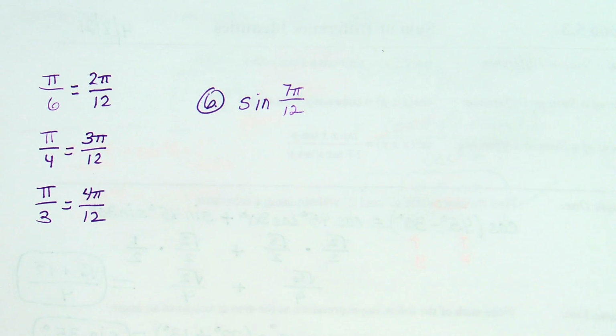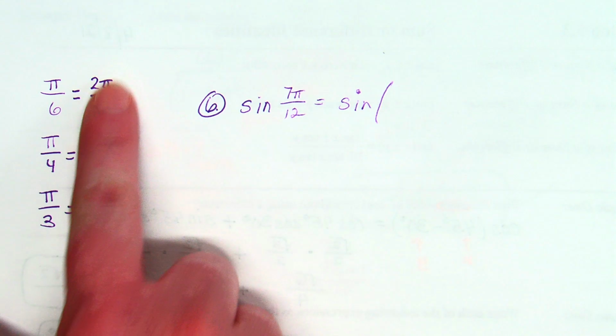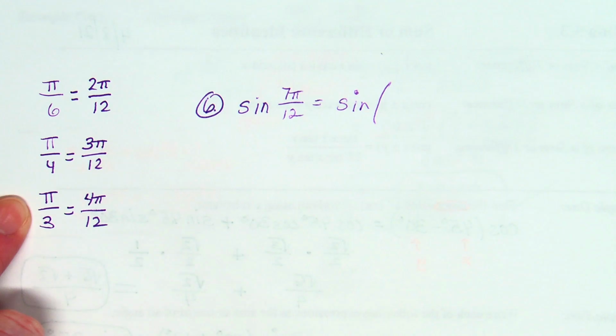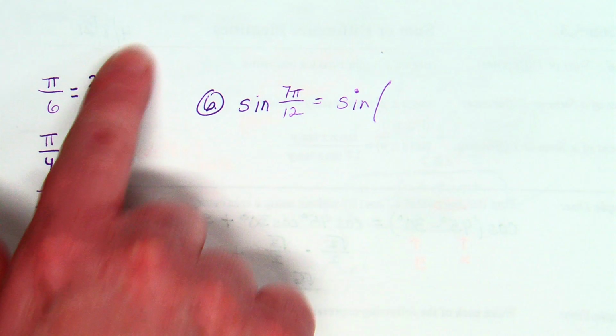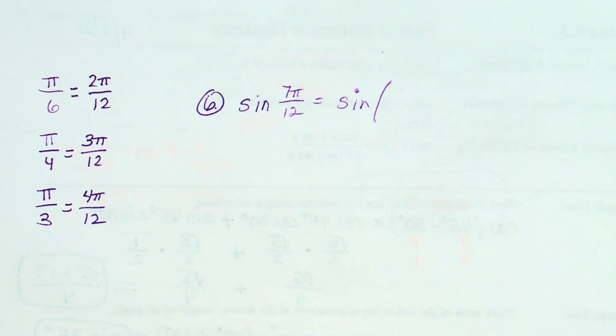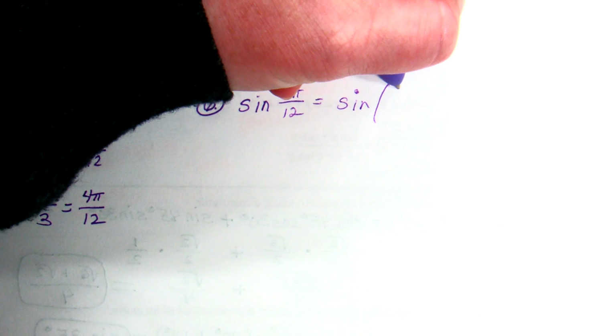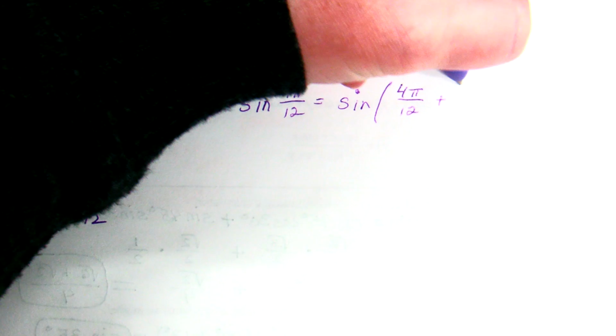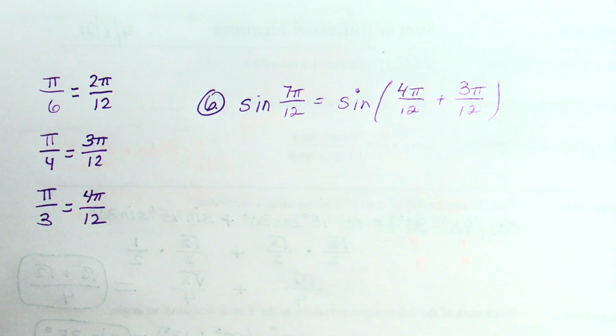Now, do you see why it's helpful to have those twelfths? Because I'm going to rewrite this. Can you do 4 pi over 12 plus 3 pi over 12? For 7 pi over 12, I basically need to use pi over 6, pi over 4, and pi over 3. But because it's 7 pi over 12, you have to think in terms of twelfths. And so what adds up to be 7 pi over 12? 4 pi and 3 pi. So 4 pi over 12 plus 3 pi over 12. Is it 7 pi over 12? Uh-huh. The original problem is 7 pi over 12.